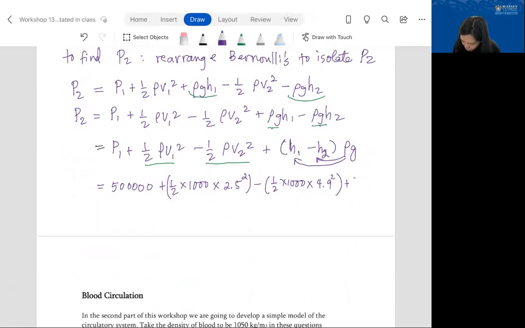So it's the whole thing, 2.5 multiplied with 1,000, the density, times 9.8, gravitational acceleration G. Right. So then P2, carrying out the calculation in your calculator, you should get P2.